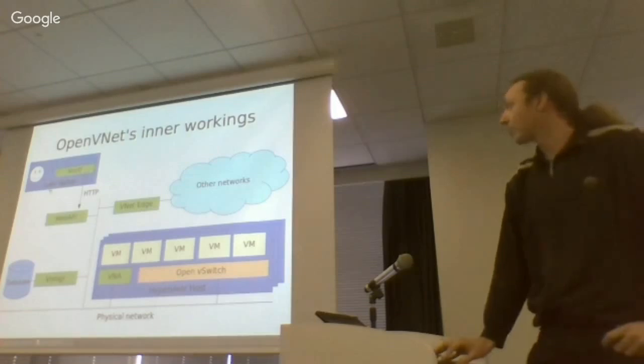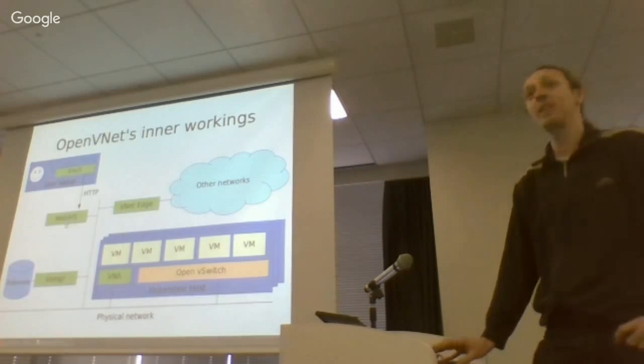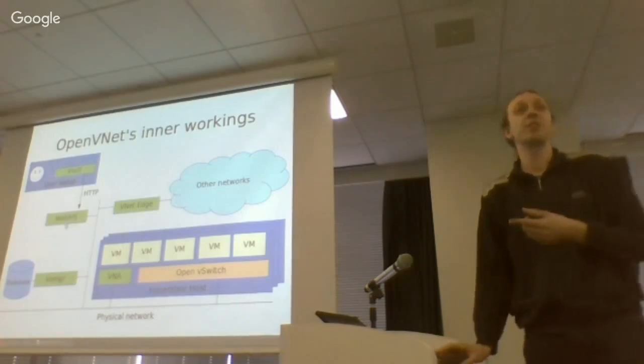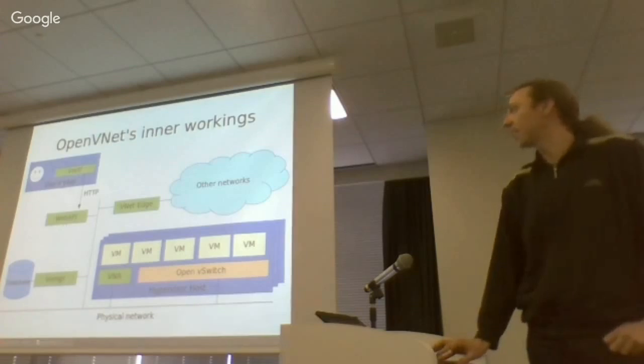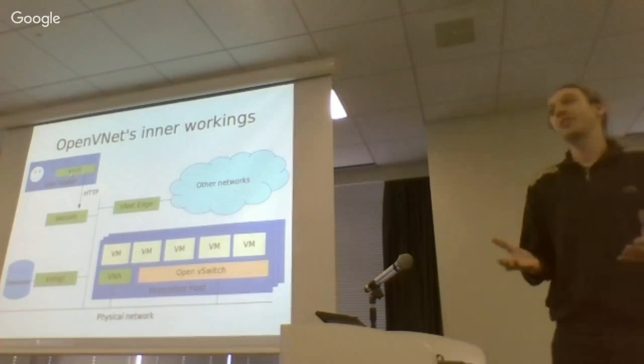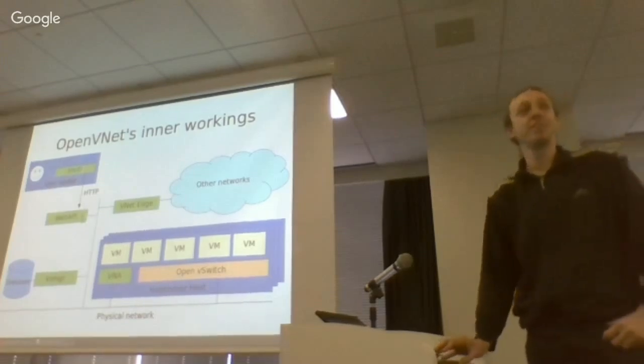So the user will decide, okay, I want to put these two VMs in one network, I want to put these two in another one. And he will use a little client called vnctl to tell OpenVNet about that. OpenVNet has a web API that's listening for HTTP requests. And so that means this doesn't have to be a laptop. You don't even have to use vnctl. As long as you have a device that can send HTTP requests, you can talk to OpenVNet.